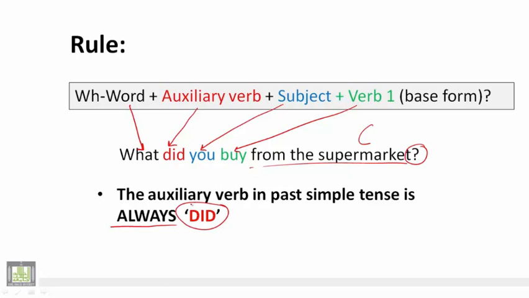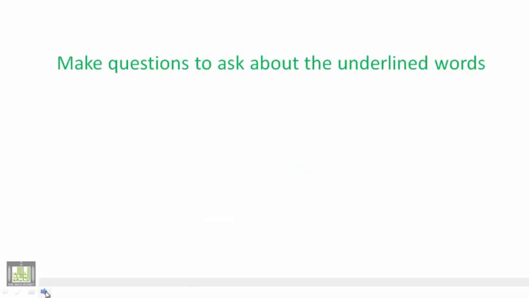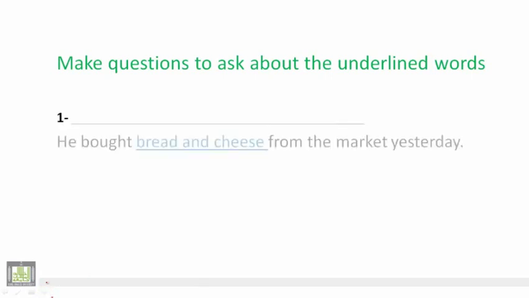The auxiliary verb used to make a question, or even a negative, in the past simple is always did. The proof is that we have did in this question, and in the last lesson we used did to make sentences negative. Now we are going to make questions to ask about the underlined words. Number 1, let's see the answer.